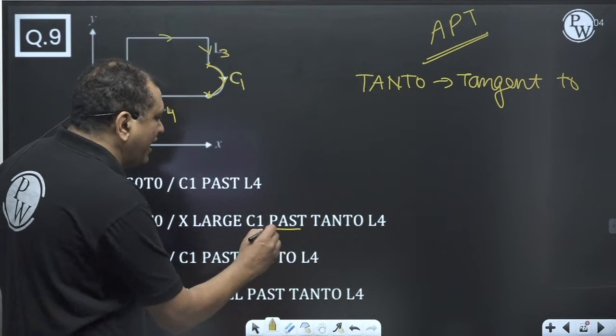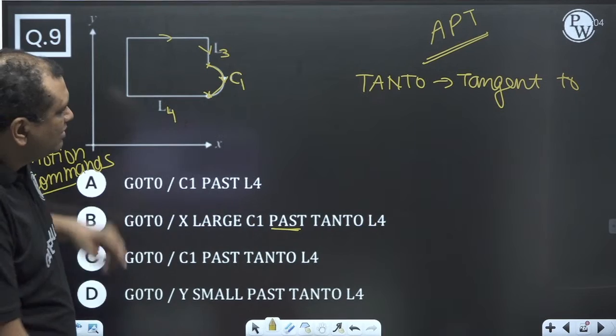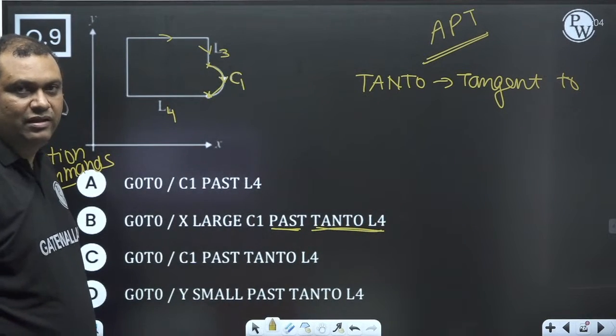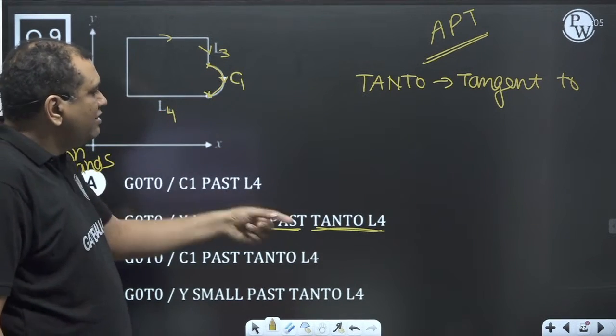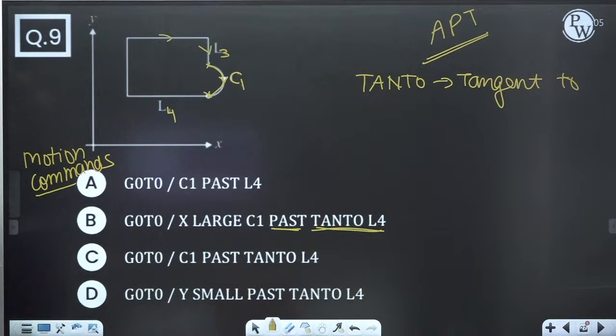What is the meaning of past? I will keep on giving the feed till this condition arises. Past means I will keep on moving the cutter with the same feed till this condition arises.